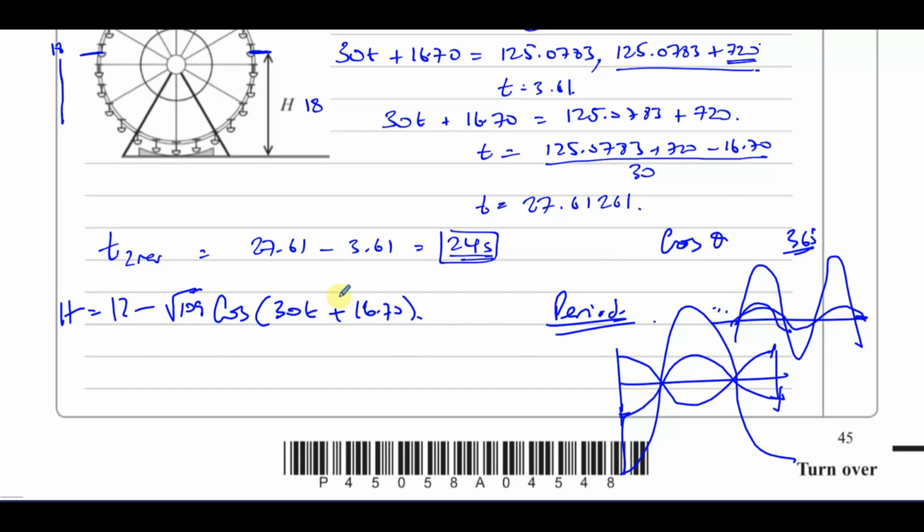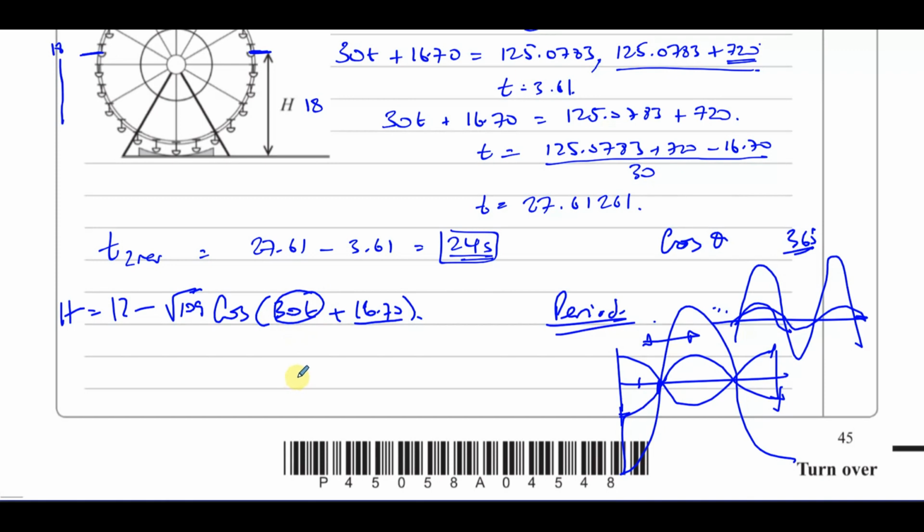Okay. And the 16.7 will cause it to translate horizontally, but the period will still be the same. Okay, that won't change the period of the function. It will just change the position of where it repeats, or where it touches the x-axis. But what will change it is this. This is what changes the period.